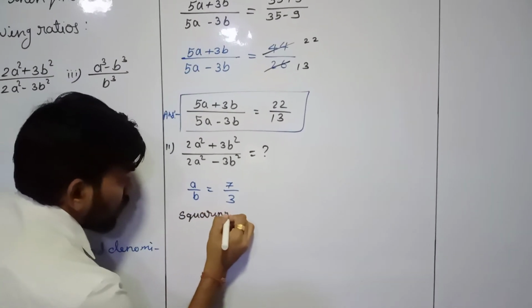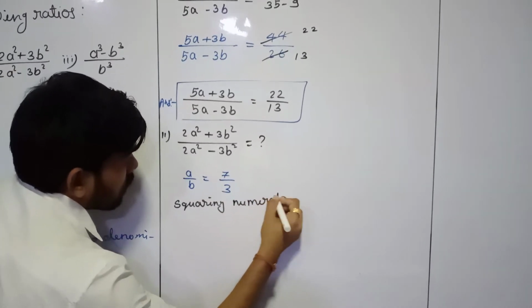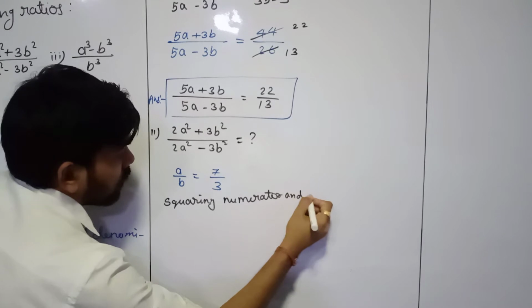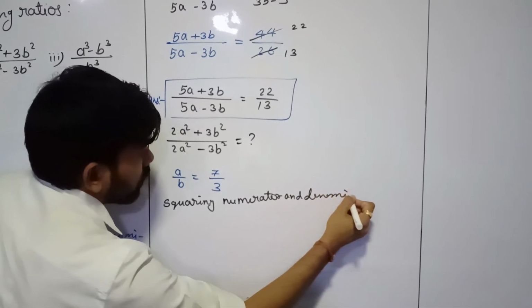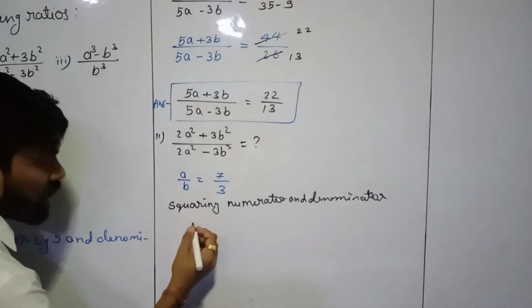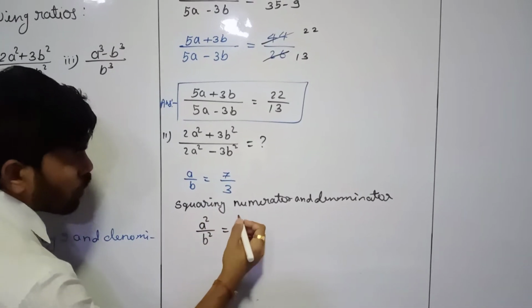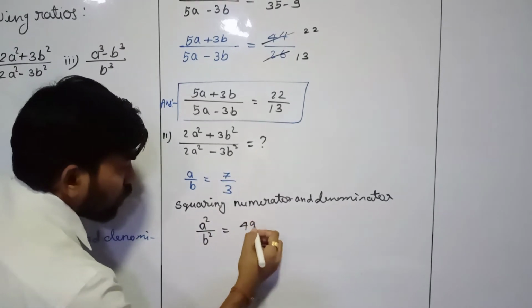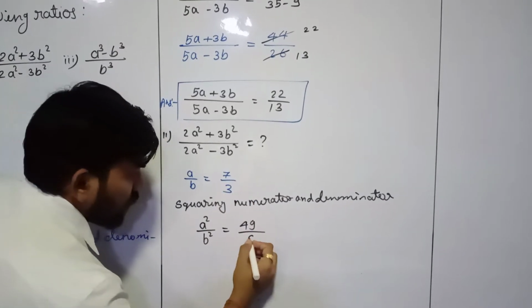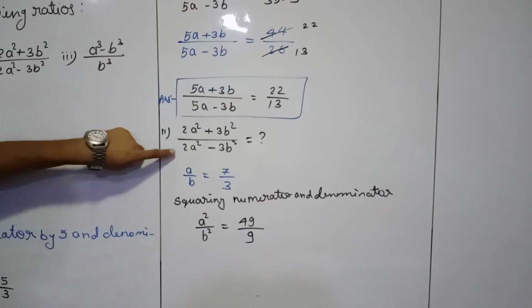Squaring the numerator and denominator. We have to square both. So it will become a square upon b square is equal to square of 7, 49, square of 3, 9. We got that. Again back to the sum.